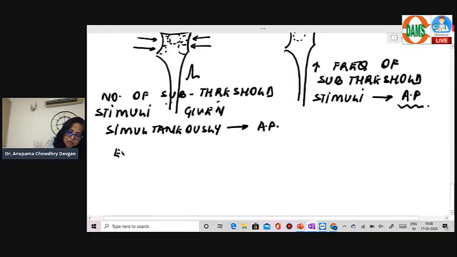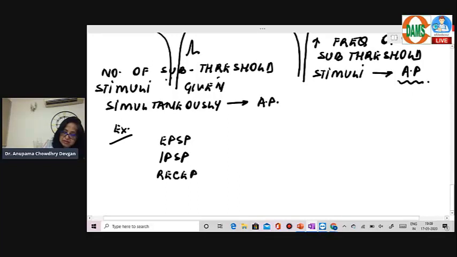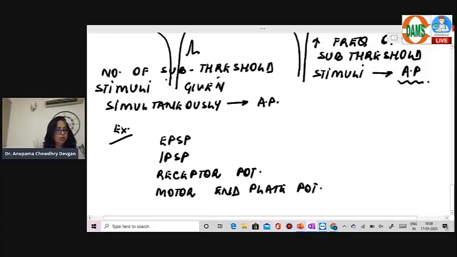What are the examples of local potentials? We've already done two of these: EPSP, excitatory postsynaptic potential, and IPSP, inhibitory postsynaptic potential. Then a receptor potential, which is an example of a local potential, and then the motor end plate potential, also an example of a local potential. These are different types of local potentials. EPSP, IPSP, and receptor potential are at the level of receptors, and the responses are graded depending upon the strength of stimulus. The motor end plate potential is at the neuromuscular junction.